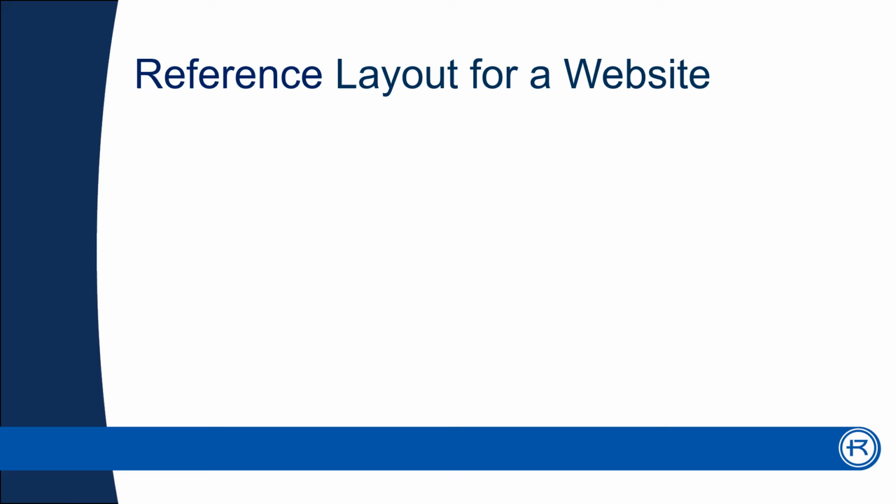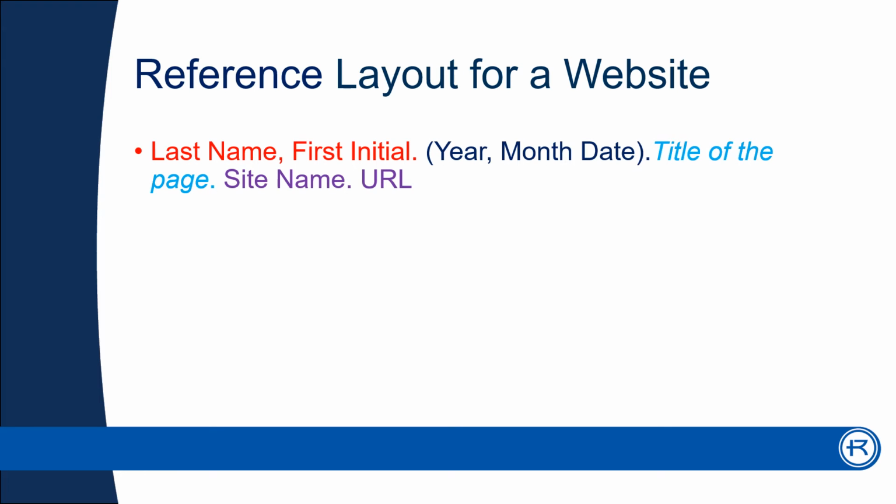Now let's talk about doing a reference layout for a website. First, you want to find the author's last name, first initial. You want to provide the year, month, and day the web page was published. You want to provide the title of the web page. The first word should be capitalized and everything after that should not be. You want to provide the site name and you want to give a URL to the web page.